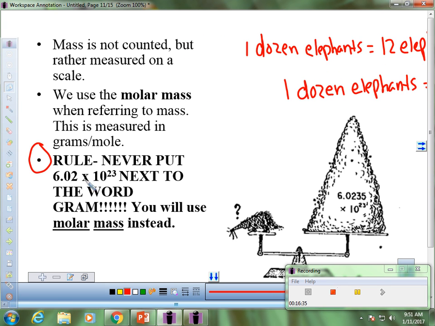So this is a rule that we would write on our sheet. Never use 6.02 times 10 to the 23rd next to the word gram. You're going to use the molar mass instead. And we just learned how to do molar mass. So we've got 2 problems or 3 problems to work with this.